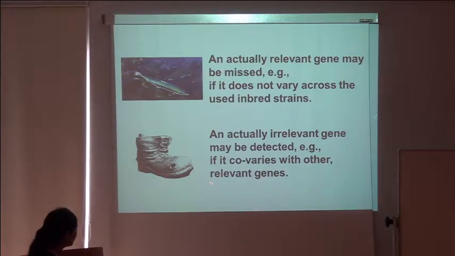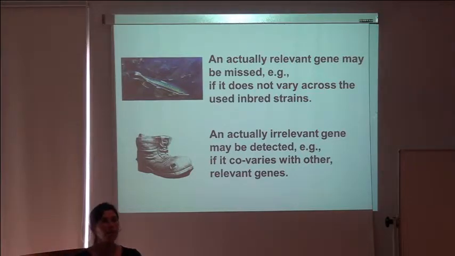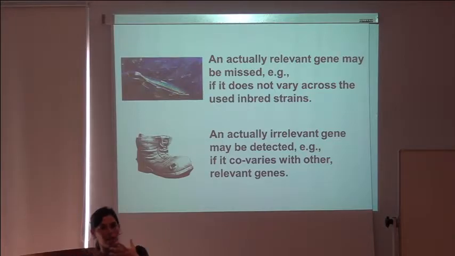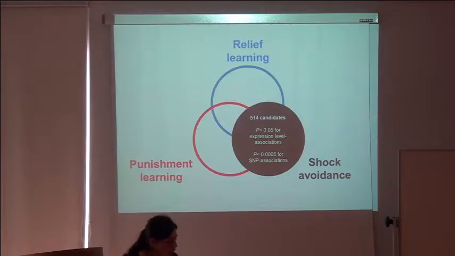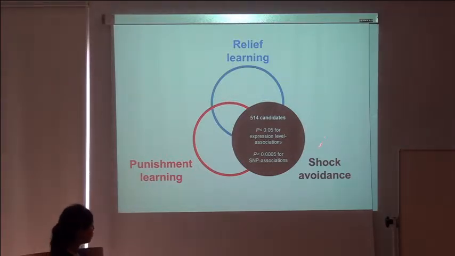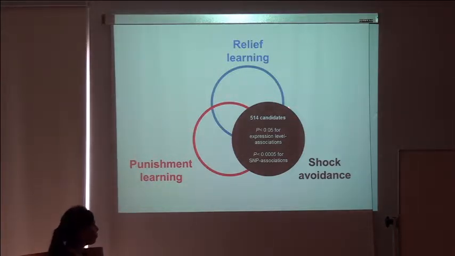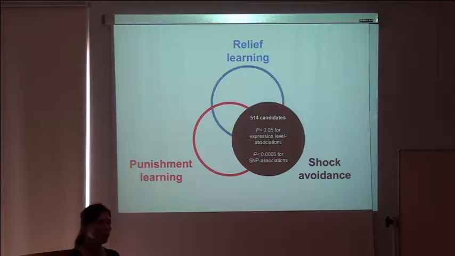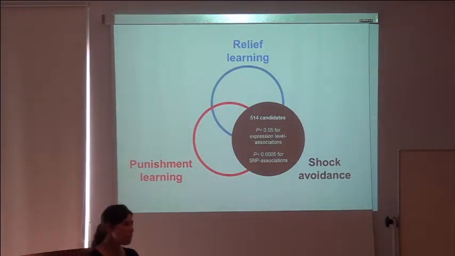And we are also going to definitely fish some shoes, like false positives, because genes don't act in isolation. They are regulated together, and they regulate each other. So if a gene is co-regulated with another one which is important for learning, we're also going to pick that gene just because of the correlation. So that's why the next step is actually the more important step. And we took that step for shock avoidance so far, and nowadays we're doing it for relief and punishment. Now, with a certain statistical threshold, we pick so many candidates. I should tell you that this statistical threshold is very, very loose. Okay? So it's not really corrected. You do this, and what you fish, you fish. You have to live with it.